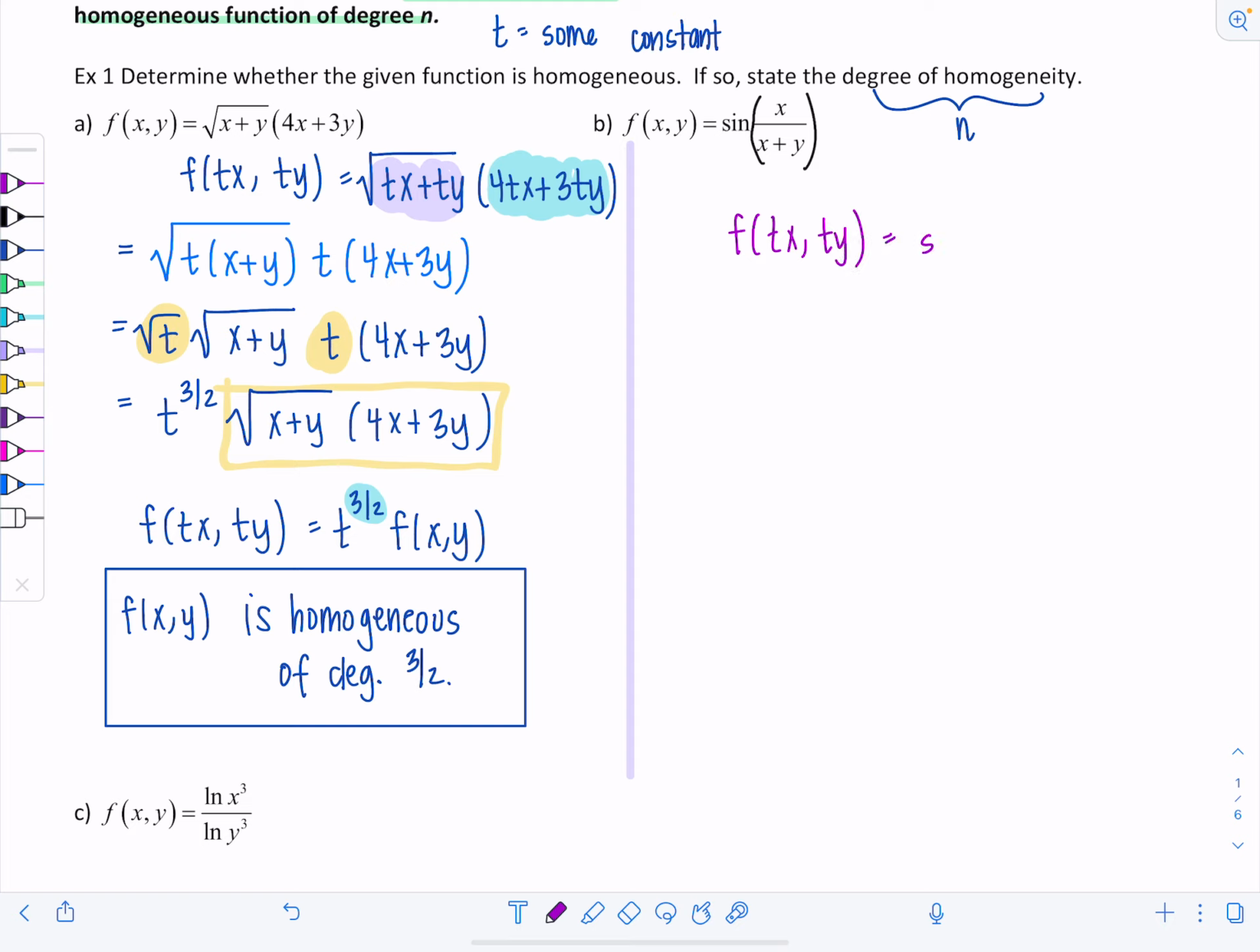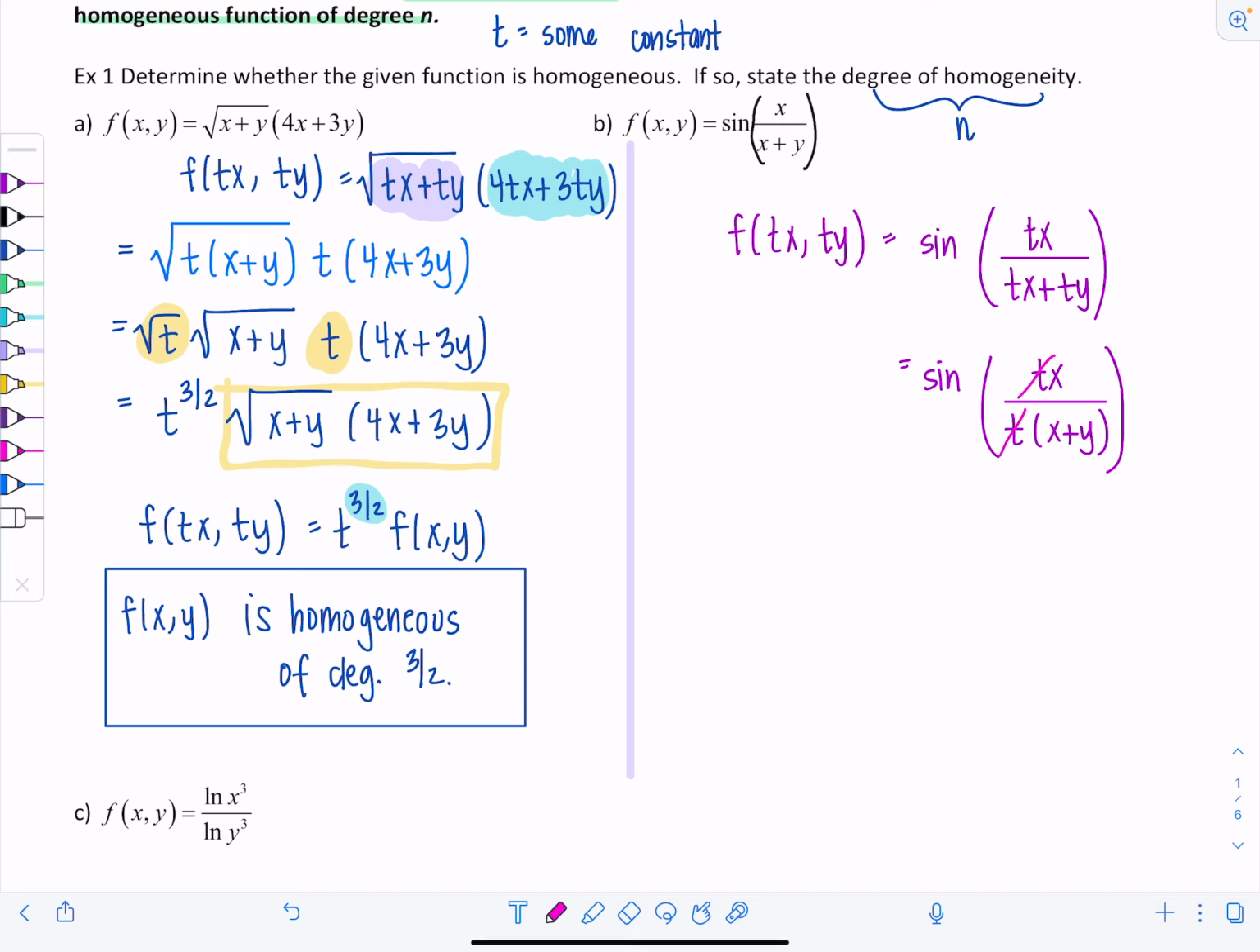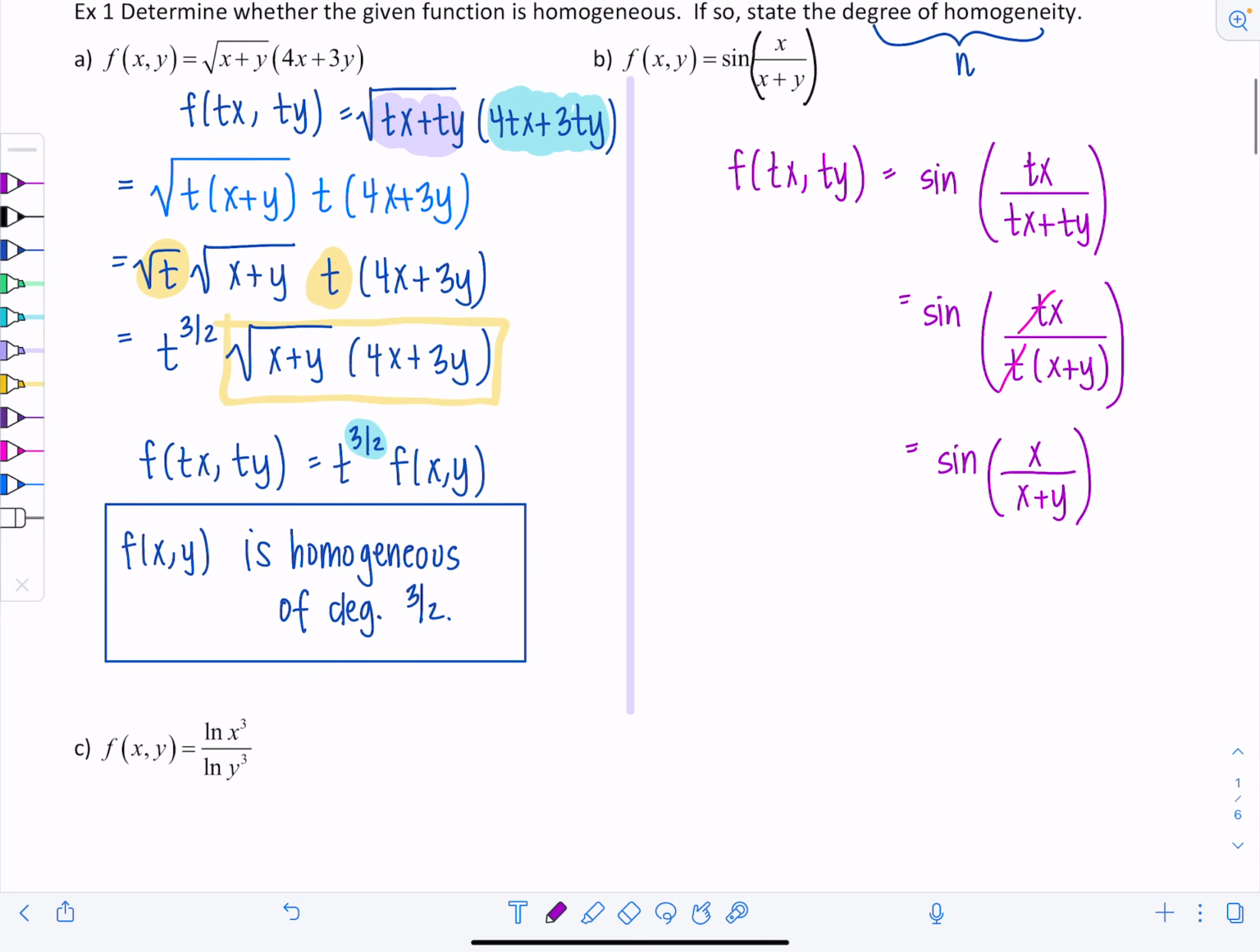So that's going to be sine of tx over tx plus ty. And notice again, I can factor out a t from both terms in the denominator. So I have tx over t times x plus y. And I can cancel out the t from the numerator and denominator. And now I'm just going to be left with sine of x over x plus y. And that's actually the original function f of x, y.